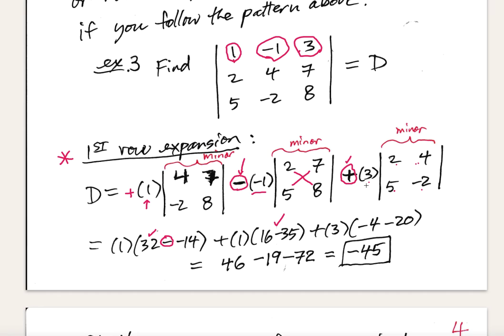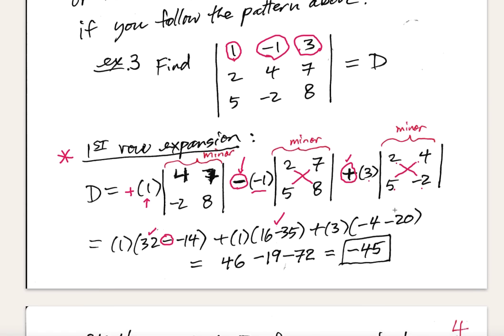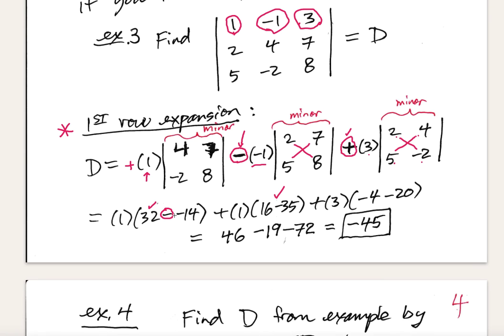Okay, plus 3 times. Okay, 2 times negative 2 is negative 4. Subtract 4 times 5 is 20. So I've got negative 4 minus 20. Okay, now I work these out, and this is 46. Okay, this turns out to be negative 19, so I'm adding negative 19. I just wrote minus 19. Okay, here I'm adding negative 72 as it turns out, so I just wrote that as subtracting 72. Put those all together, and I get negative 45.